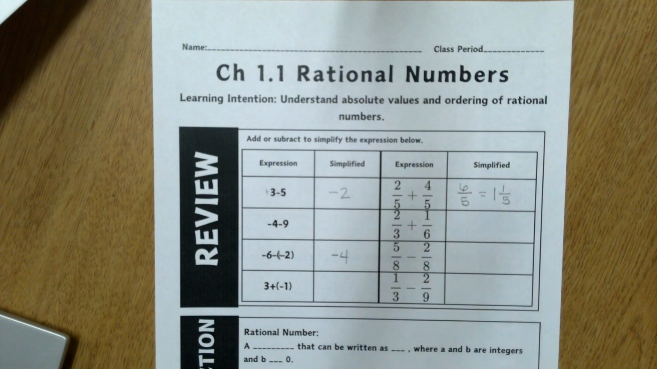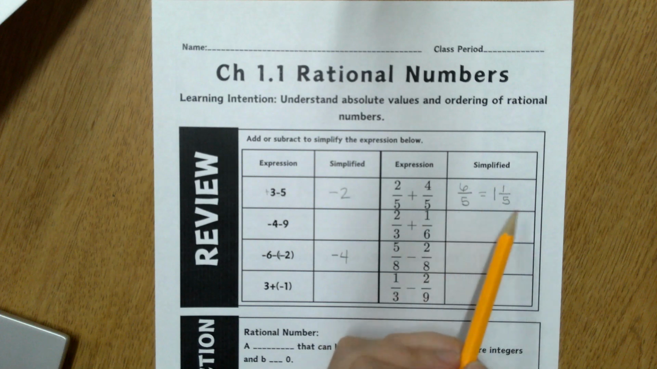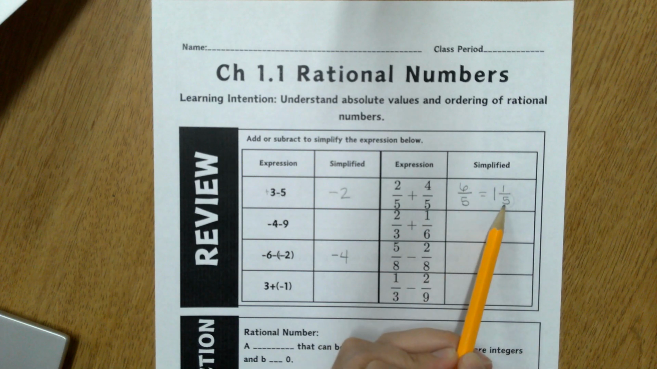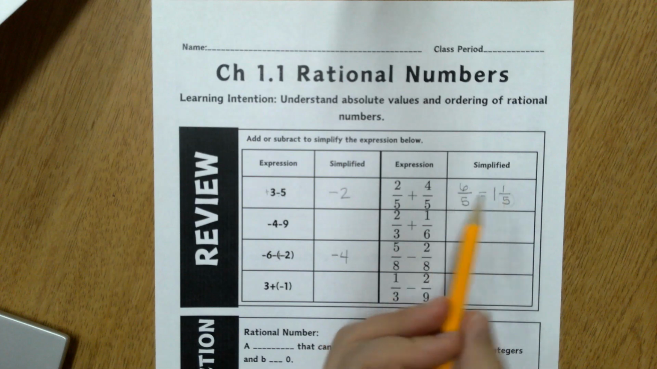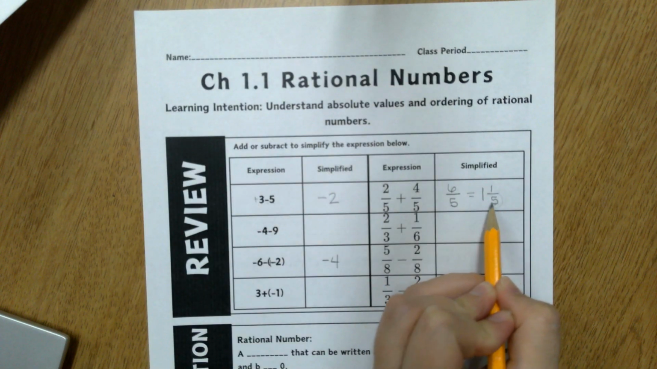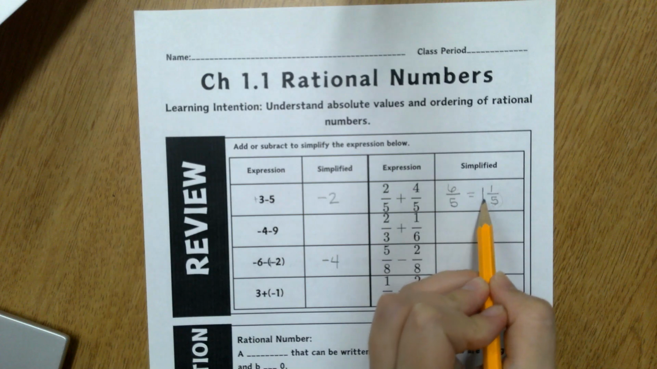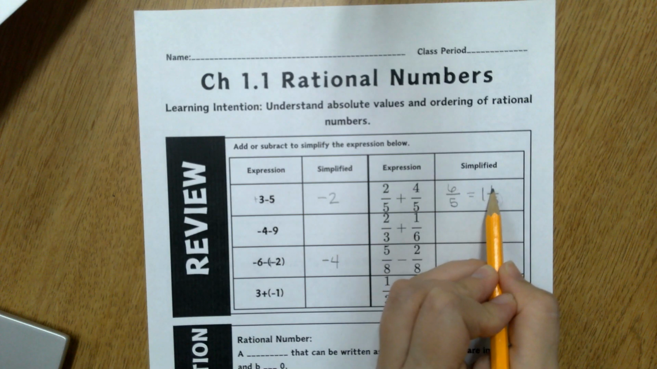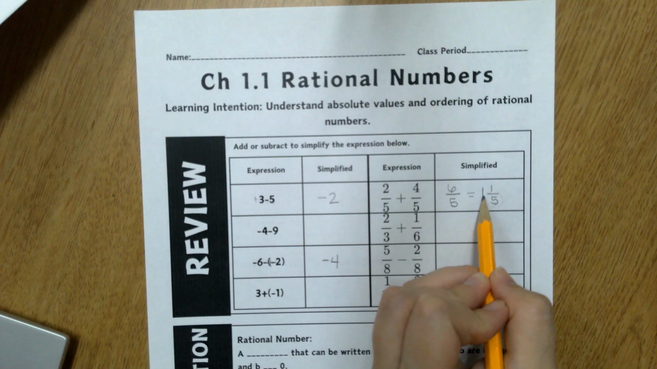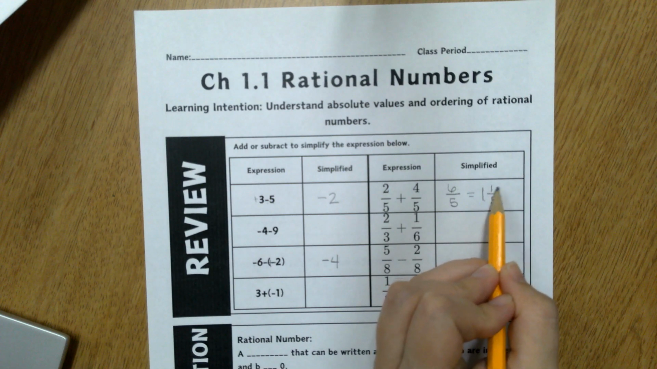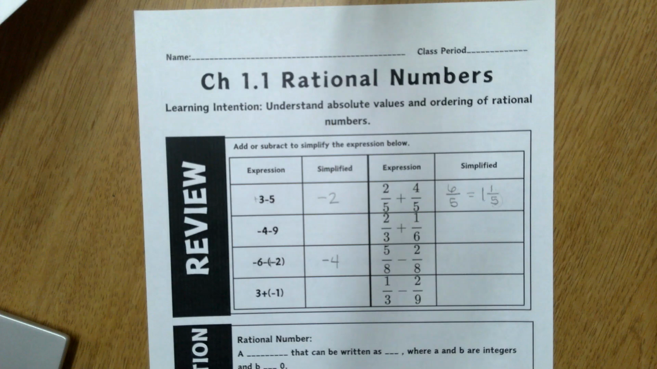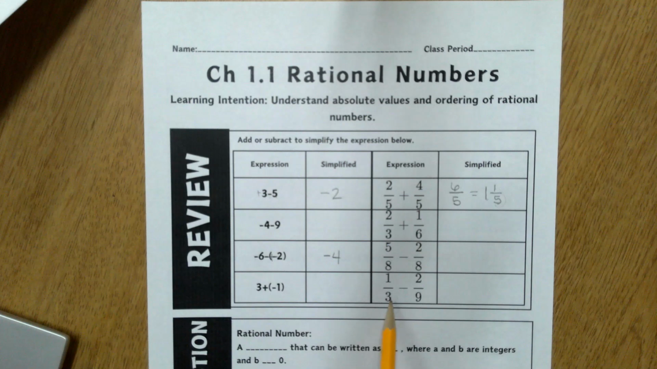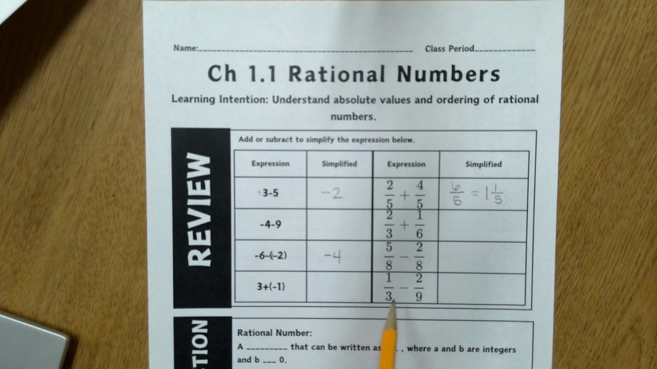So 1 and 1/5. The reason I know that I got this simplification correct is I will take 5 times 1, which is 5, and then I'm going to add 1 to that number. So 5 times 1 is 5, plus 1 is 6, which would make it 6 over 5, which gets us back to that number. I'm going to jump down here to the subtraction problem.